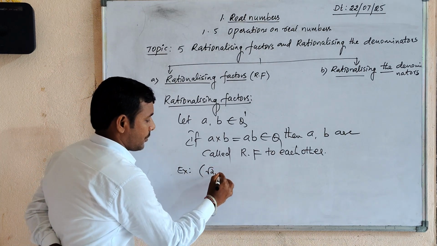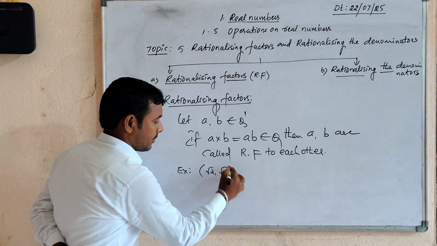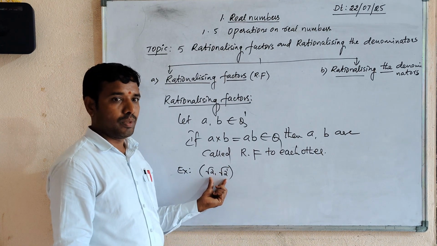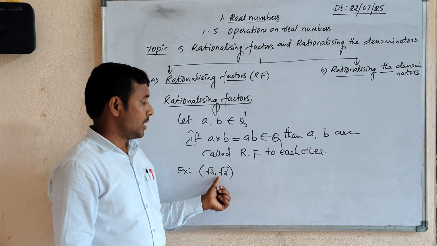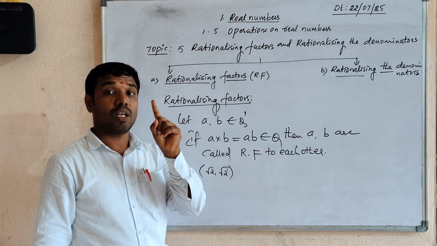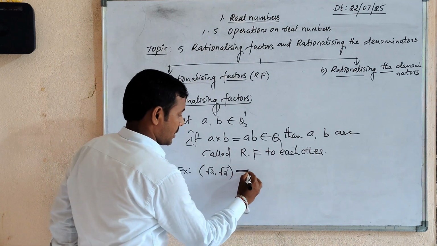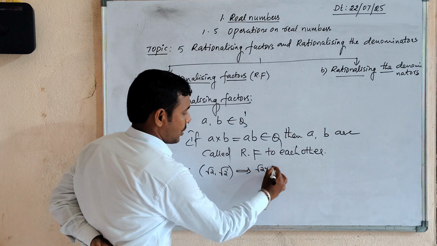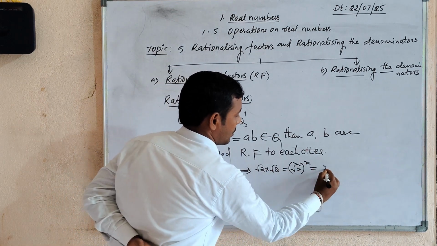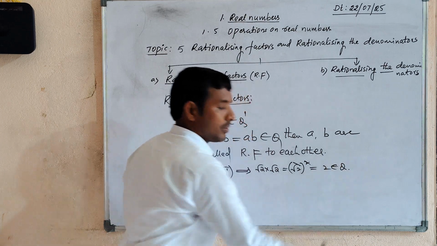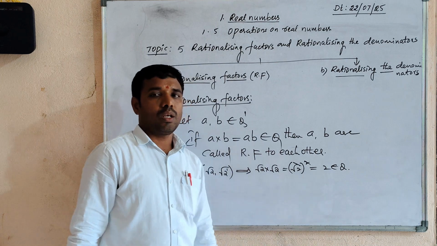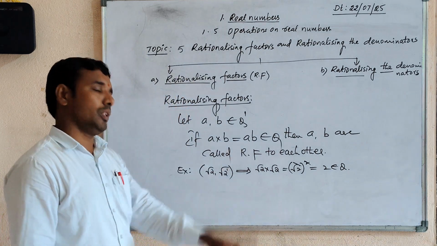Square root of 2, square root of 2 power 1. These two are rationalizing factors to each other because their product, their multiplication, is rational. Square root of 2 into square root of 2: what is the answer? Square root of 2 whole square. The square root cancels the 2, which is rational. So square root 2 and square root 2 are rationalizing factors to each other.